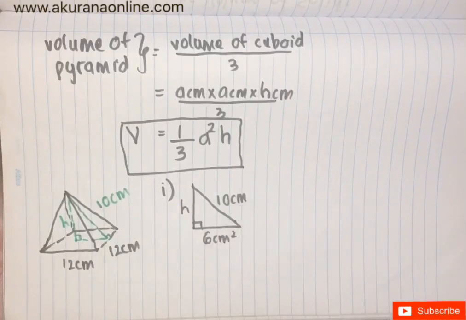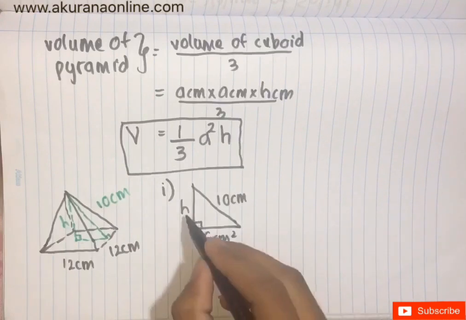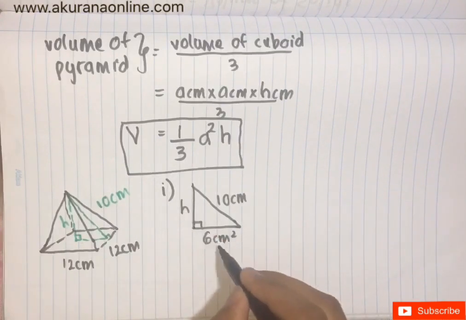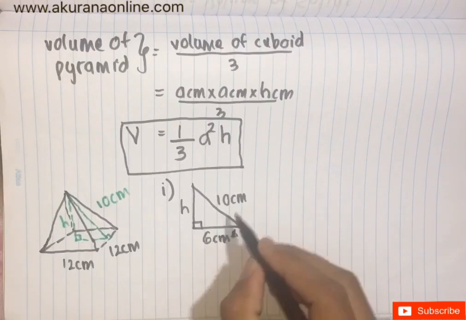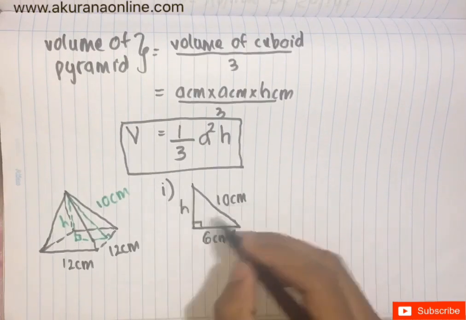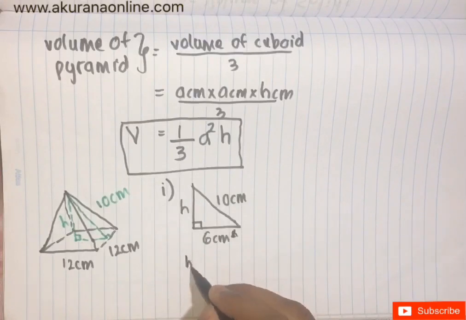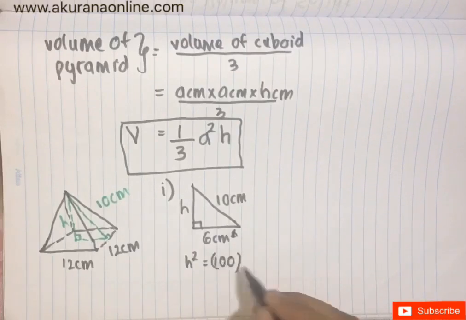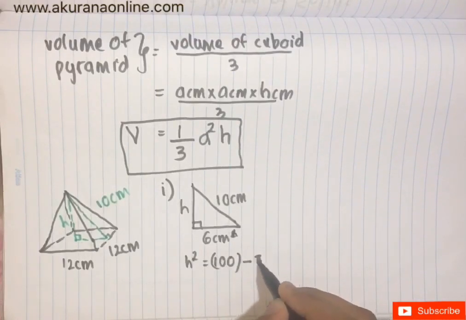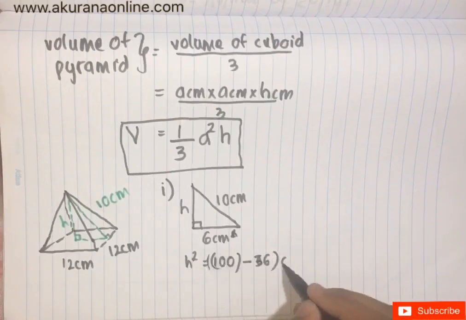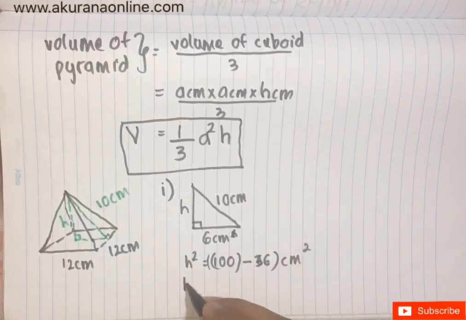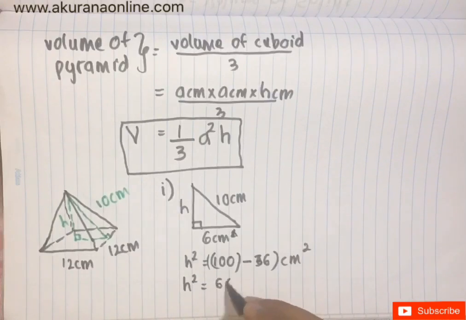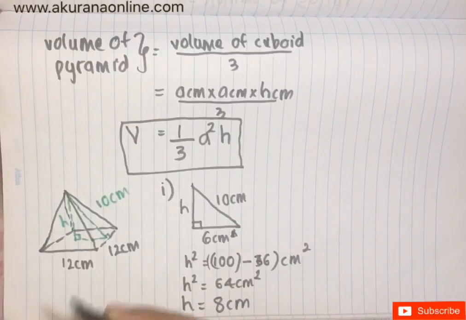Now use Pythagoras theorem. You have to write using Pythagoras theorem. h squared plus 6 squared is equal to 10 squared, all in centimeters. Therefore, if you find the answer, you will be getting h squared is equal to 10 squared, that is 100, minus 36, right? You will be getting centimeter squared. Therefore, h squared is equal to 64 centimeter squared. h is equal to 8 centimeters. Now you know the height. Height is equal to 8 centimeters.